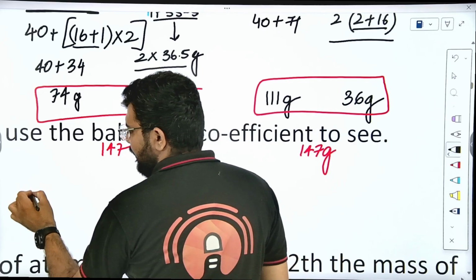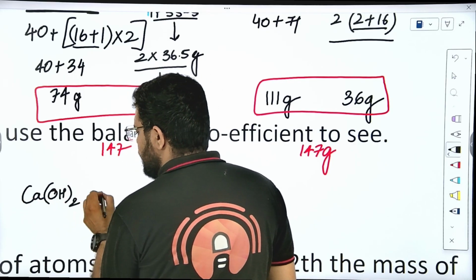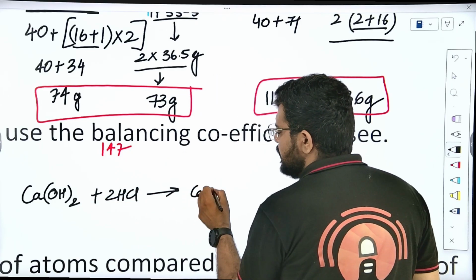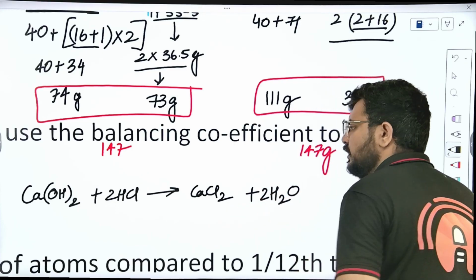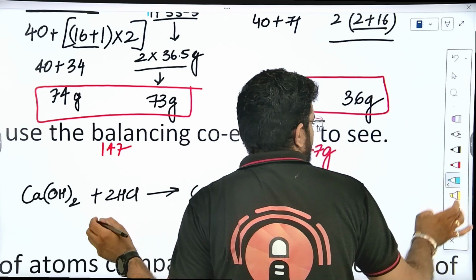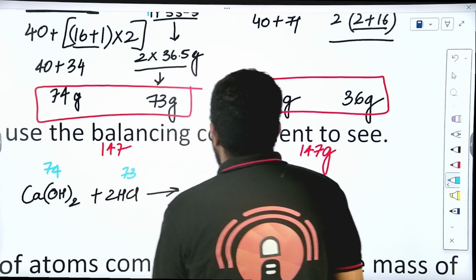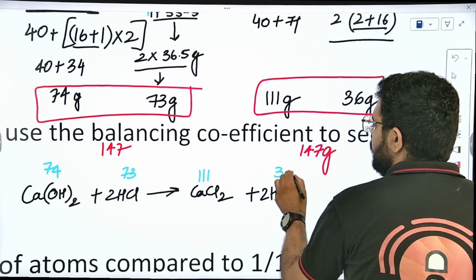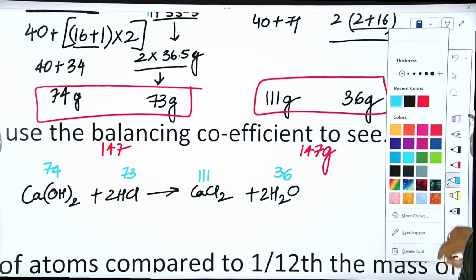Okay, so I will write the reaction again. The reaction was calcium hydroxide reacts with HCl to produce CaCl2, calcium chloride, which is a salt, and water, right? This is a neutralization reaction. Here the standard mass, right, the relative mass is 74, 73, 111 and 36.